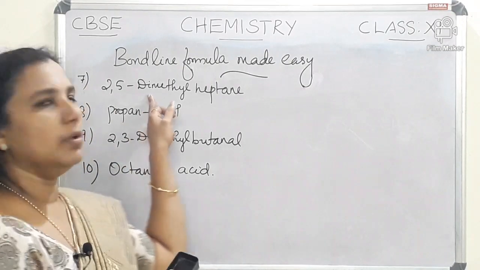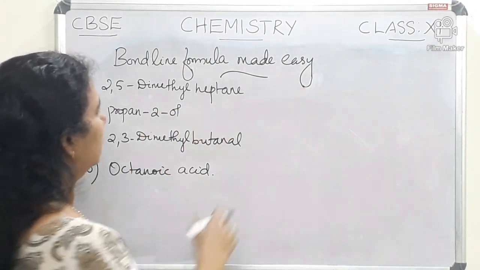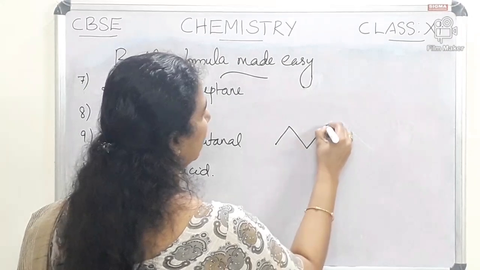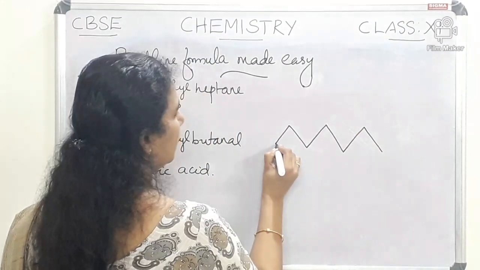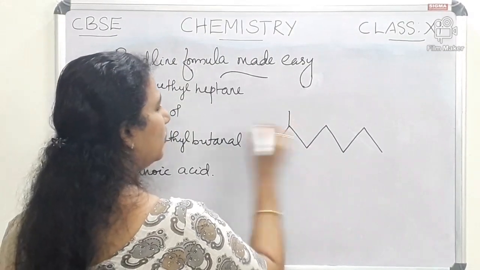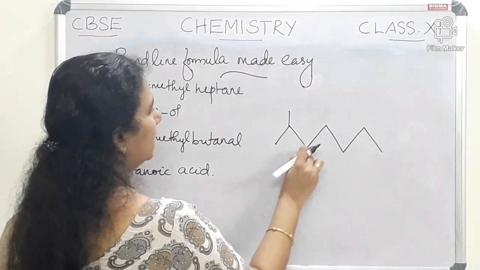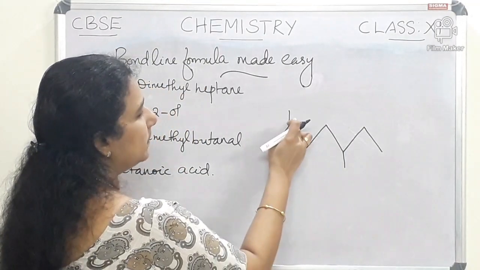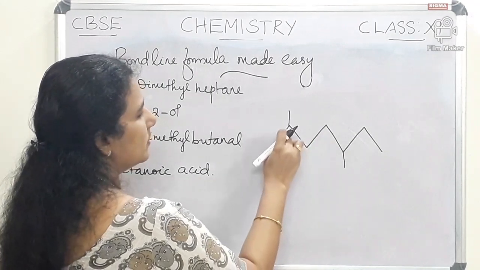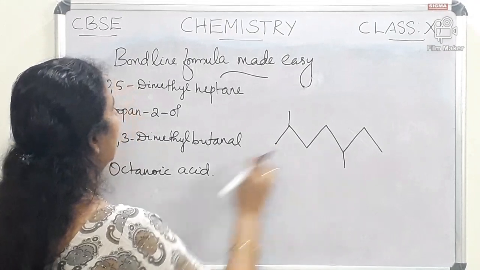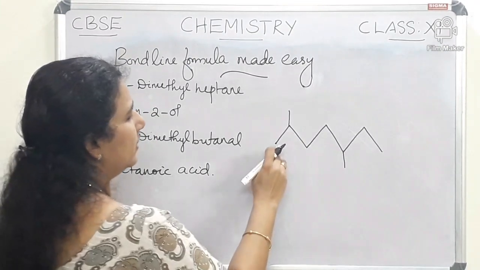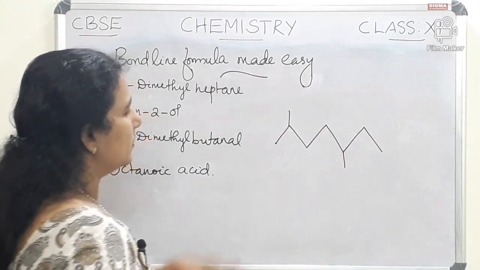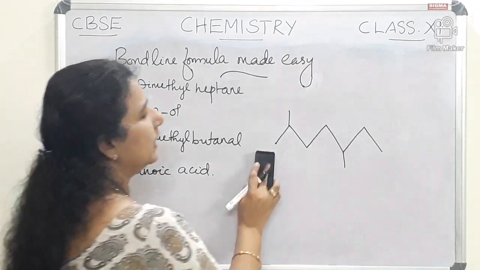So let's see the seventh compound, that is 2,5-dimethyl heptane. It is heptane, that means 7 carbon atoms. So 1, 2, 3, 4, 5, 6 and 7. Second position a methyl group, then third, fourth and fifth. So it should be like this. In order to keep maximum distance, we have to draw lines like this. So this is the second position and this is the fifth position, and this is 2,5-dimethyl heptane. So this is the bond-line formula of 2,5-dimethyl heptane.